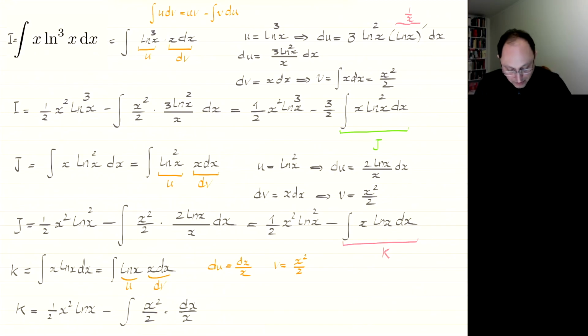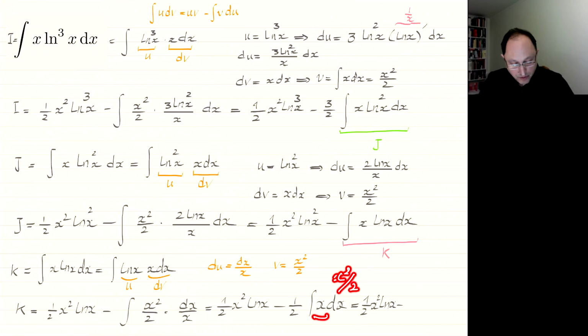But then we are done, because this becomes 1 over 2 x squared ln of x, and then I have minus. Here I have a factor of 1 over 2, I pull it out, then the x and x cancel, I get x dx. And finally, I am done. It becomes 1 over 2 x squared ln of x minus, and then the integral of x is x squared divided by 2. There is another factor of 1 over 2, so it becomes 1 over 4 x to power 2. Yes? Okay. So I was able to find k.